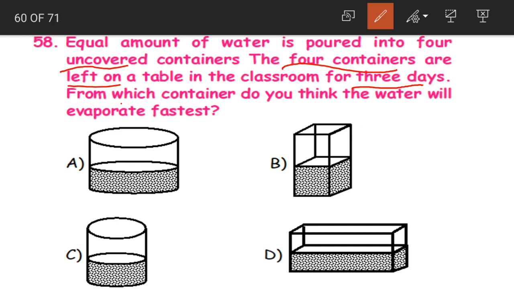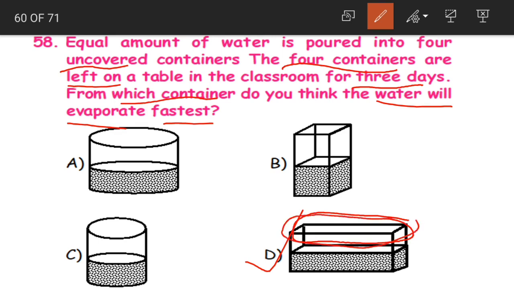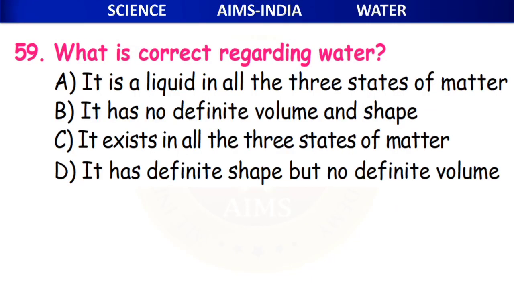From which container do you think the water will evaporate fastest? So there are these 4 containers of different shapes and sizes. From which container does the water evaporate at the fastest rate? And the answer is from the D container. Why? Because this has a wide opening. The opening surface has more width when compared to the other three. So because it has a wide opening, the water will evaporate at the fastest rate. Okay children, clear? So D is the correct answer.